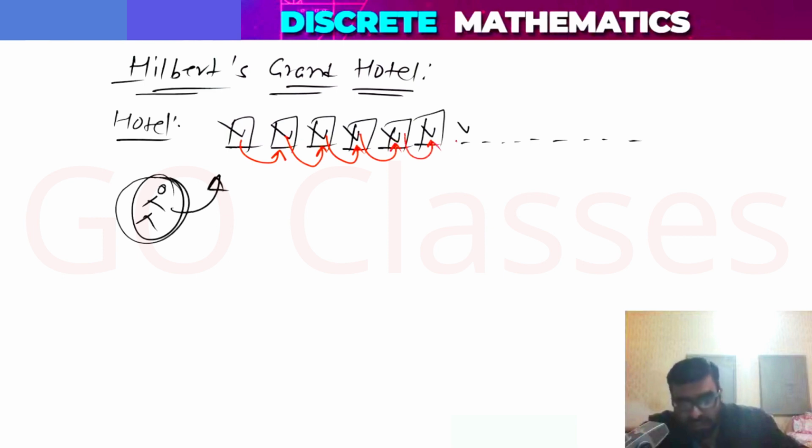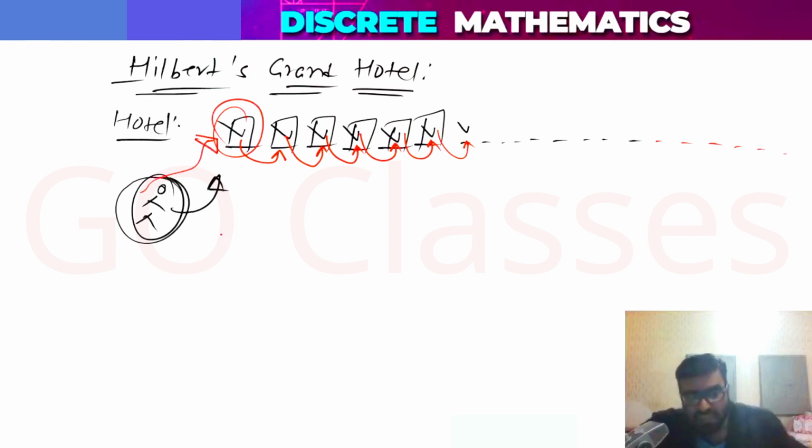Basically, shift every person into the next room. If you shift every person into the next room, then because there are an infinite number of rooms, you can do this. Then automatically this first room will be empty, and hence I can say that I can accommodate the new person.